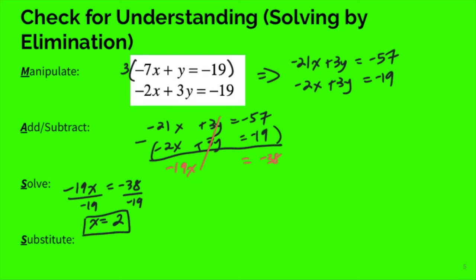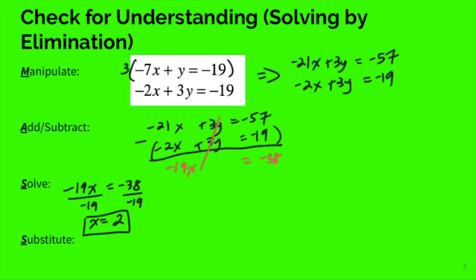So remember, I'm not done. Now that I know what one of my unknowns is, I can leverage that in order to help me find my second unknown, which would be y in this case. So I just need to pick one of my equations. I'm just going to pick the top one because I think that would be easiest, but you can really choose any of them and it should work out.